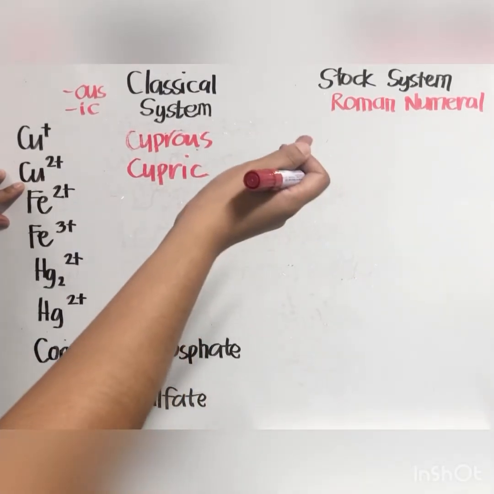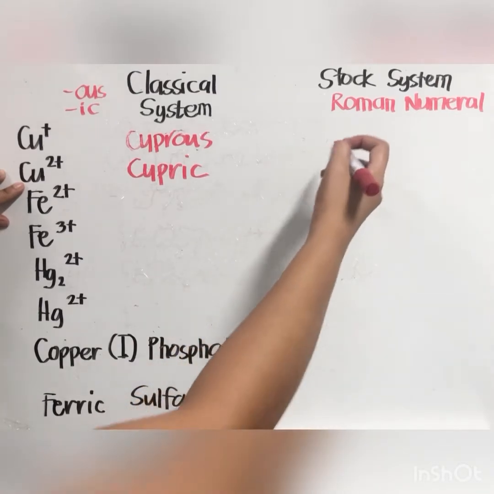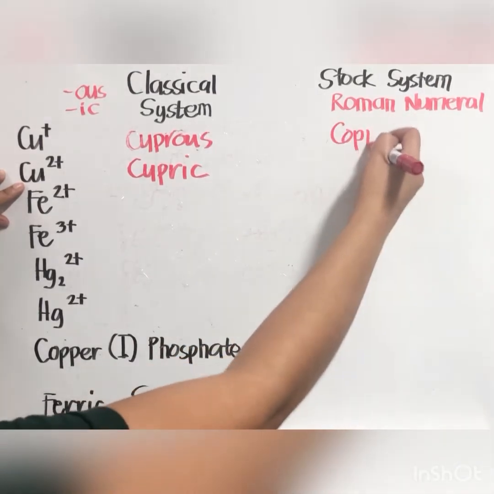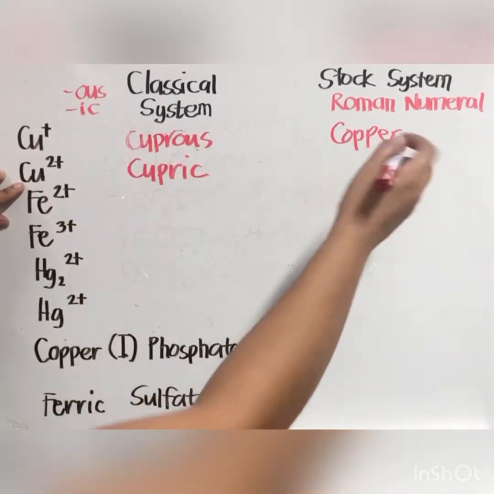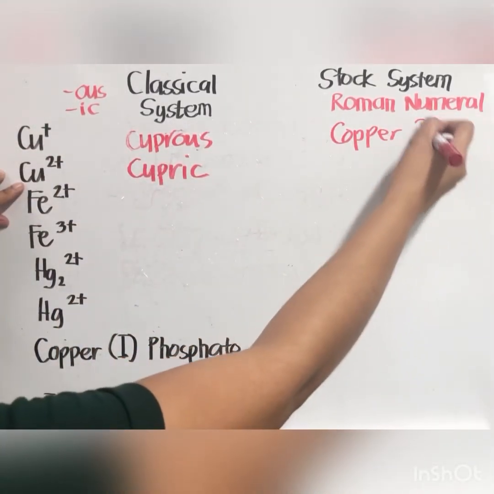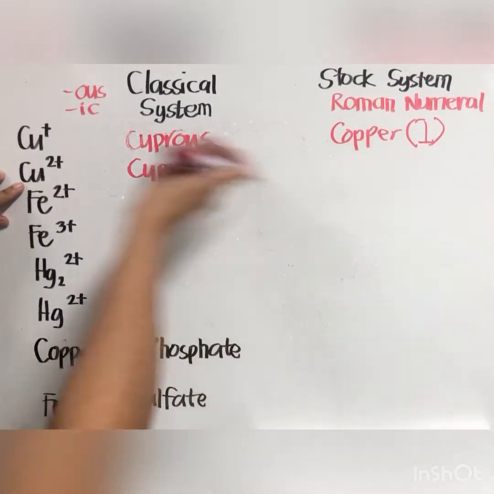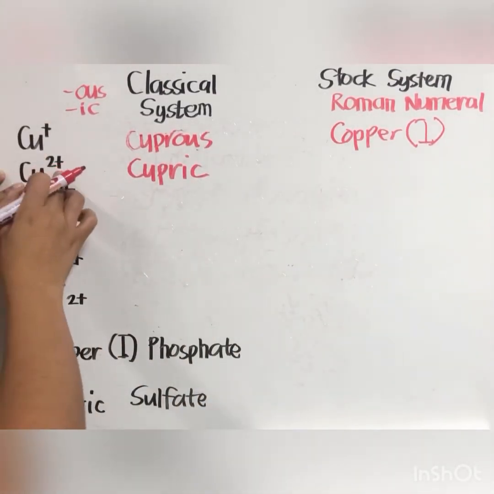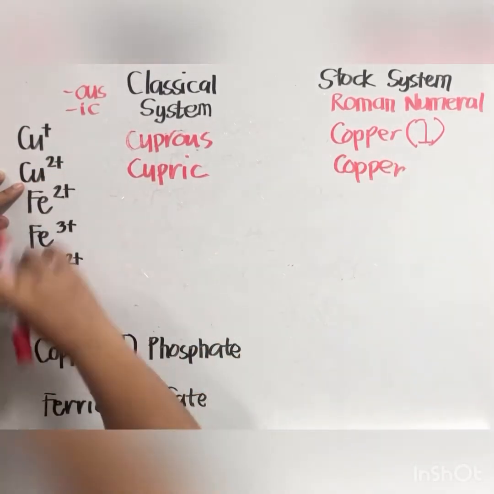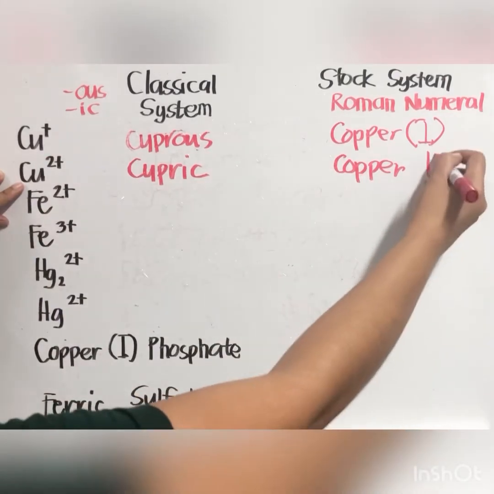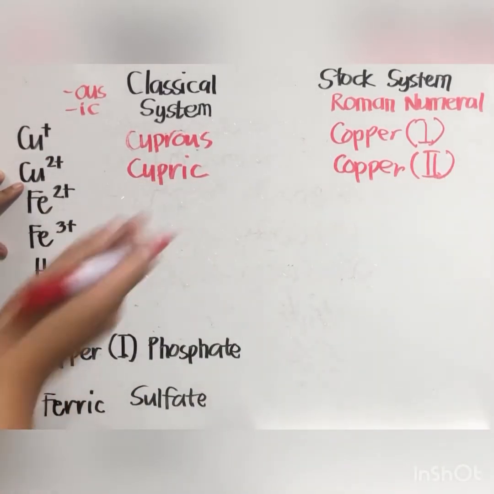So how are you going to name them using the stock system? Very easy. Make use of its common name, which is copper, and then what is the charge used? That's 1. So make sure you make use of Roman numeral 1 enclosed in parentheses. So that's copper(I) for copper 1 positive. How about this one? Make use again of the common name, copper, and the charge is 2 positive, so represent it with Roman numeral 2 enclosed in parentheses, or copper(II).